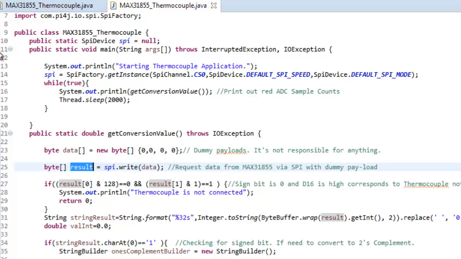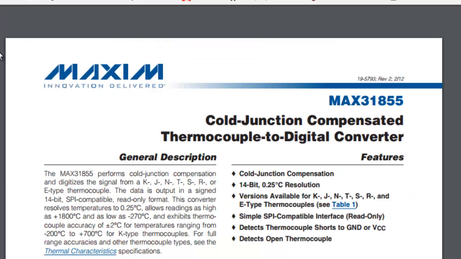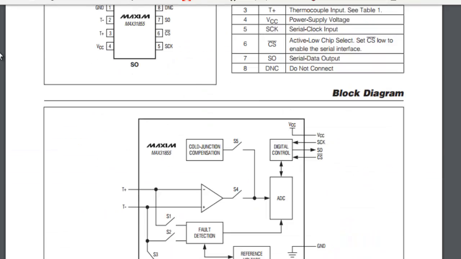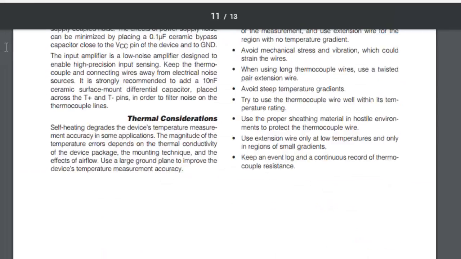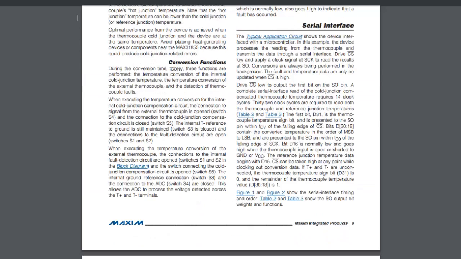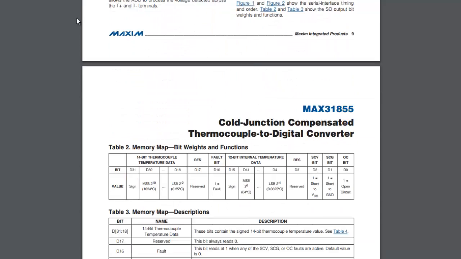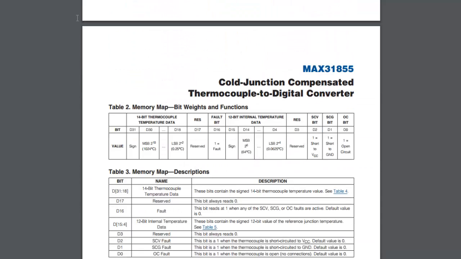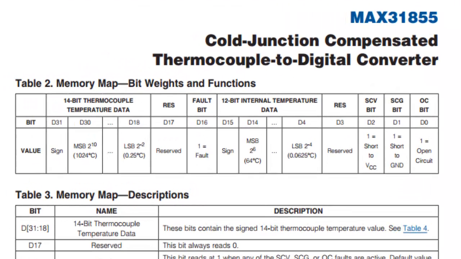So let's go through the datasheet of the MAX31855 and see how the data is arranged. If you get into the serial communication section over here, in the serial interface you can see it says you need to provide 32 clock cycles to get the 32-bit data out of the MAX31855. So when you break down the 32-bit data returned by the MAX31855, you can see different parameters included in this.